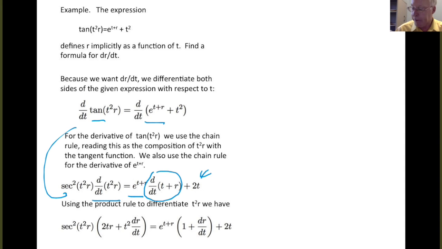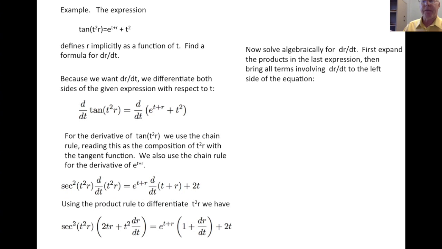And in the next line, down at the bottom here, we've used the product rule to differentiate the t squared r. So the first function t squared differentiates to 2t times r the second. And then we have t squared times the derivative of r, which is dr/dt. And when we do this derivative up here, the derivative of t plus r, the derivative of t with respect to t is 1, and the derivative of r is dr/dt.